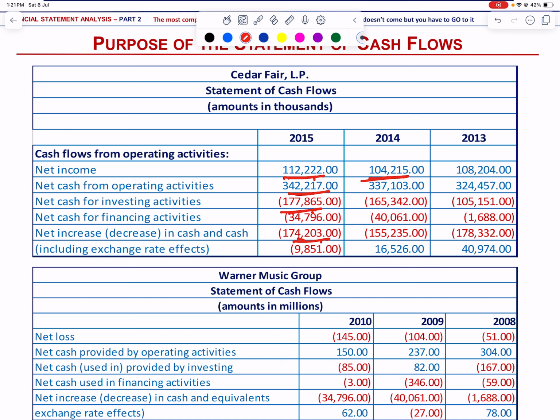As a mature firm, Cedar Fair's cash flow patterns are typical for its industry, characterized by strong operational cash flows, ongoing investments in park improvements, and focus on distributing profits to partners rather than relying heavily on external financing.